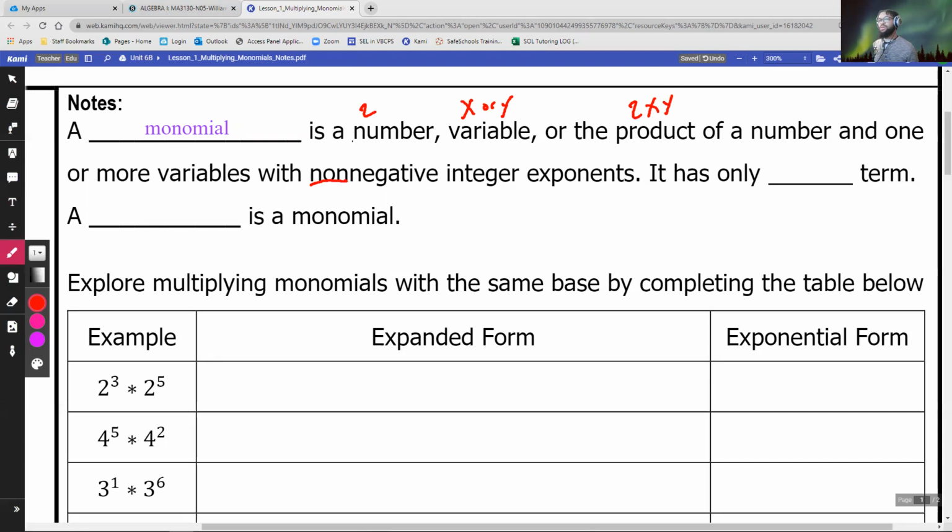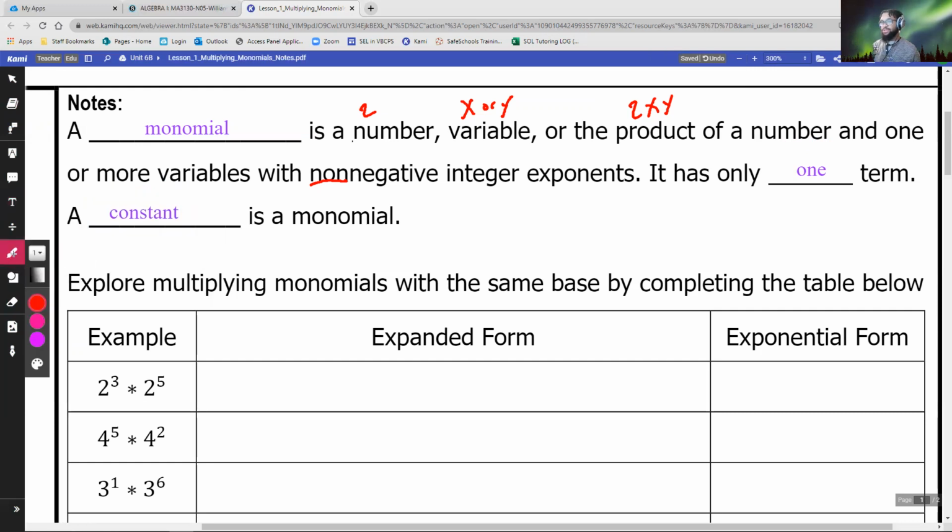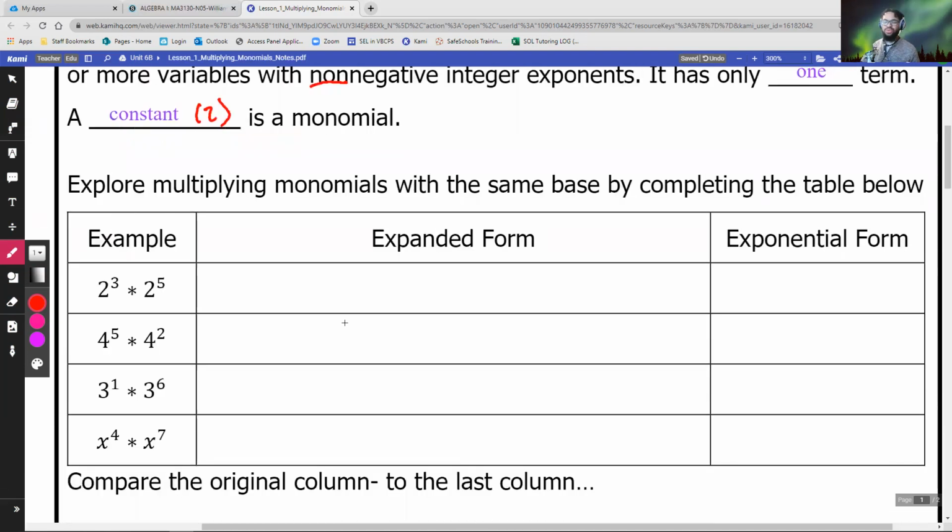It has only one term. Let's spell it out so we don't get confused with our words and numbers: one term. And then we also have to remember that a constant is a monomial. So if we just have a number, like good old number 2 that we used up here, that is a monomial. Now we're going to look at how these monomials look when we use them with powers.